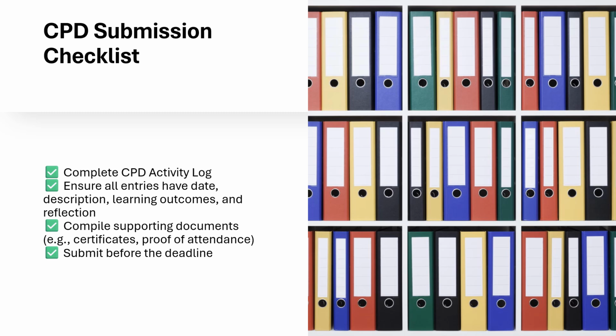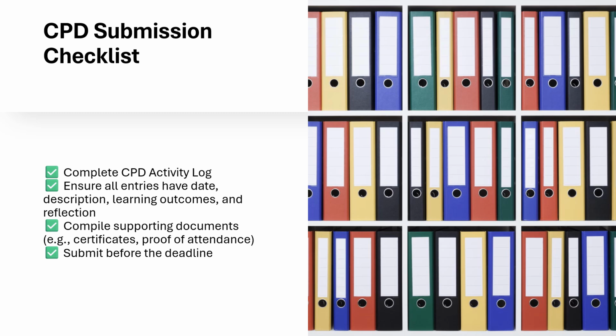We do know that CPD is important, and we do know that professional bodies do have to do an auditing process to make sure that members are achieving that and enhancing their professional growth. So what is the CPD submission checklist? What do you need to submit if you've been called for your CPD to be audited?